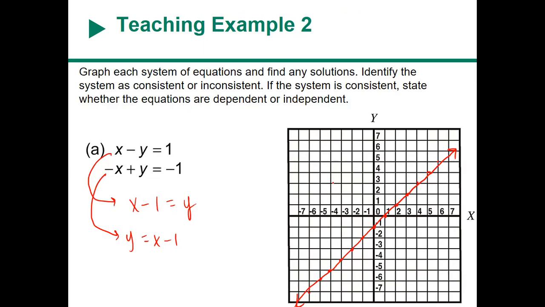Will you have us answer as consistent and dependent, or can we just put infinitely many? It depends on what it's asking. So it asked me here, is the system consistent? And if it is, state. So based on what it's asking us, I'm answering it. Consistent, and it is dependent.